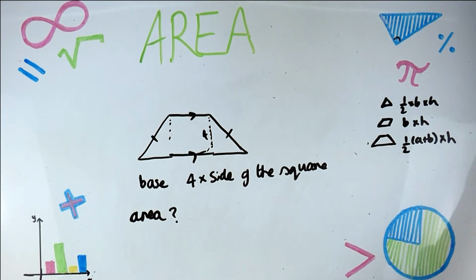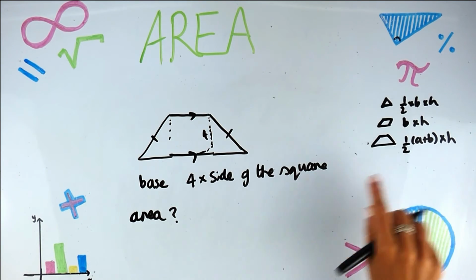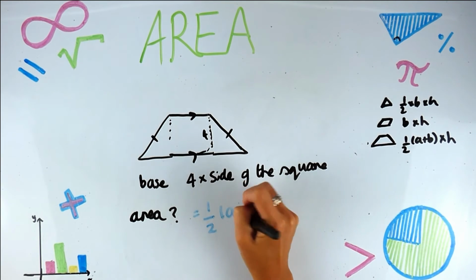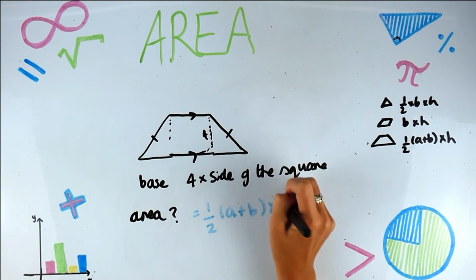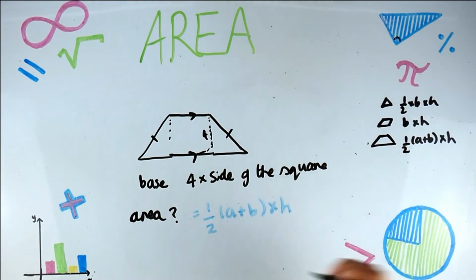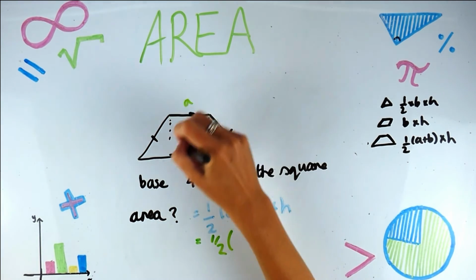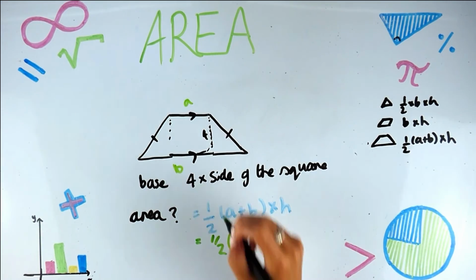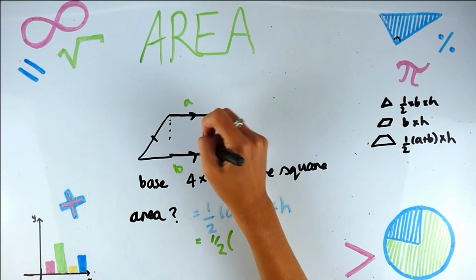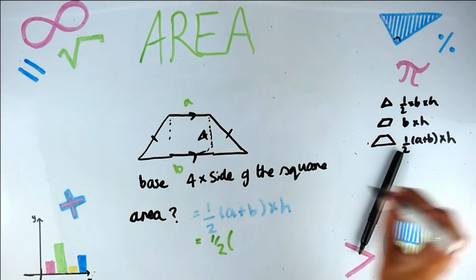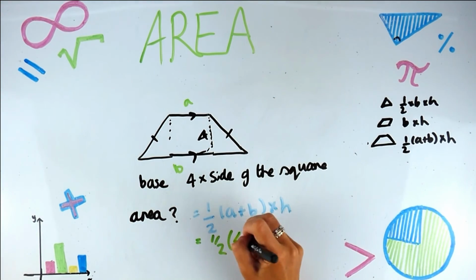Okay, so we recognise that this shape is a trapezium, so we write down the formula. Area equals a half A plus B multiplied by H. Now we need to put all the info in, so a half. So this was A, this was B. So we know A because this is a square, so each side is the same. That's meant to be a 4. Doesn't look much like a 4. So we know that A is 4.